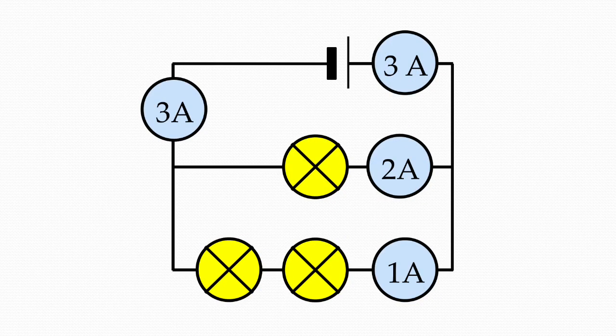So 2 amps would go through the easier route, the one with less resistance at the top, and 1 amp would travel through the bulbs at the bottom, and then recombining again to make 3 amps. Don't worry if you did make a mistake on this, it is a tricky one.